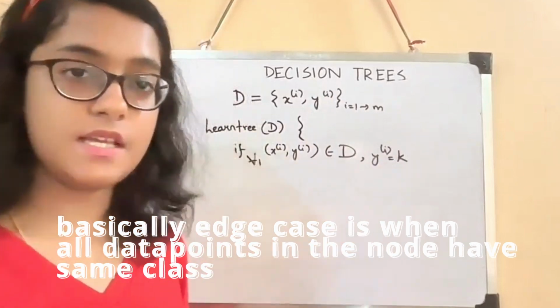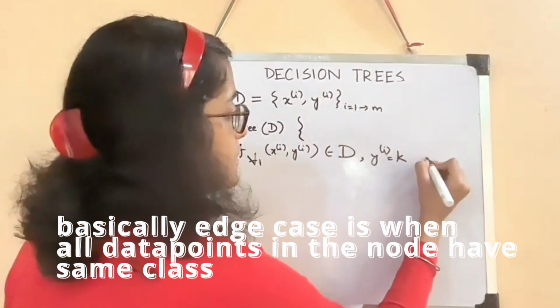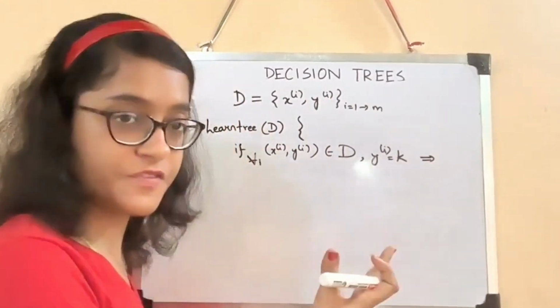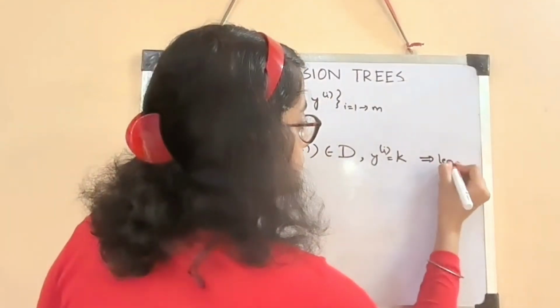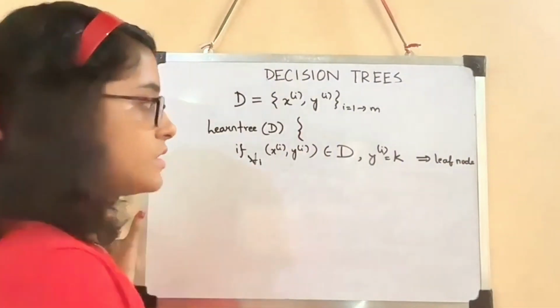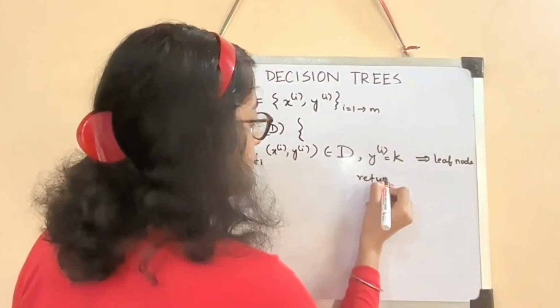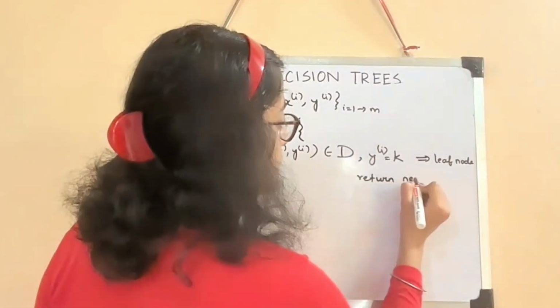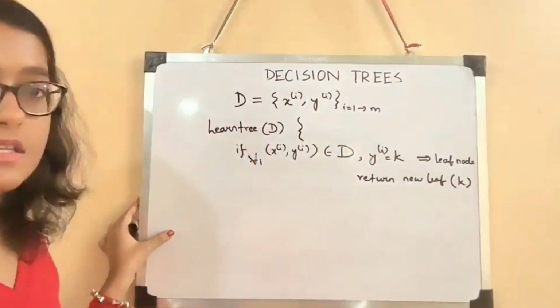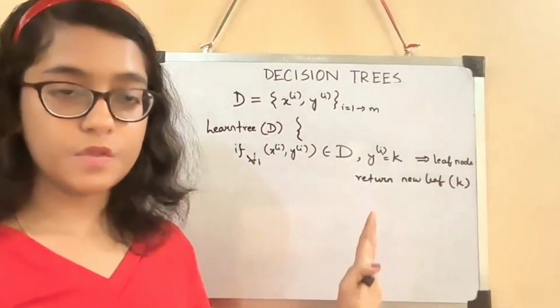So now we know that this is an edge case. This is going to be a leaf node. So return new leaf. Okay, this is an edge case that we have. Get this out of the way.